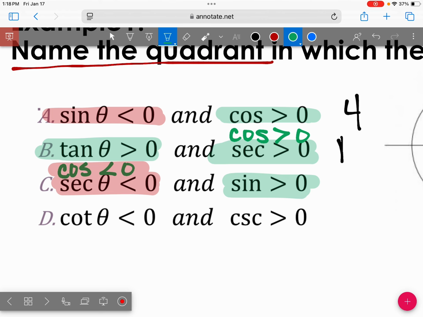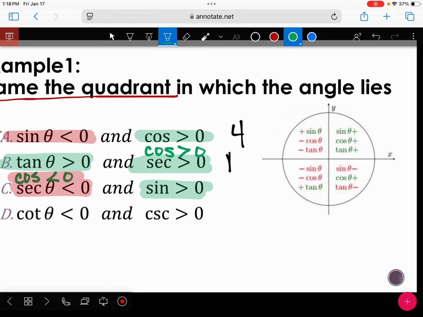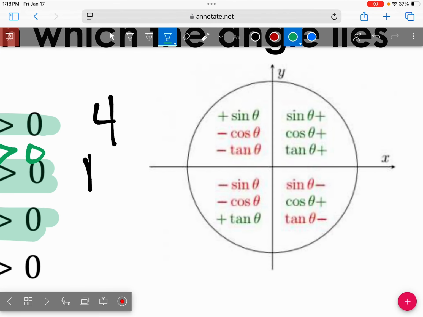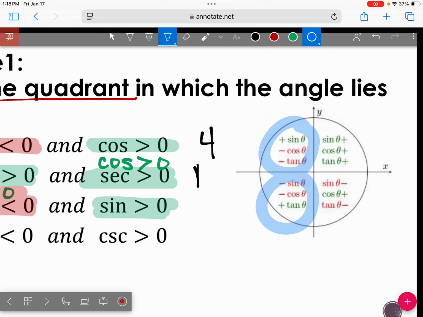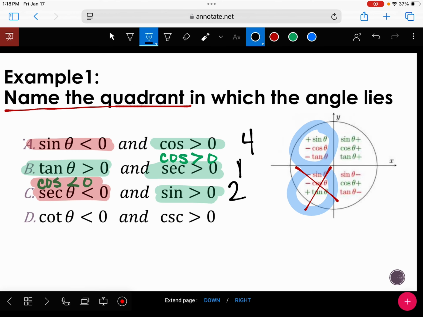Okay, so again, what I like to do with the first clue, I cross out or I circle which ones I'm in. So if I have a negative cosine, remember cosine is negative here or here. So I'm down to a 50-50 chance. But the second clue was that sine is positive. That's how I know that I have to be in quadrant 2. So that would be my answer. Go ahead and do the last one.